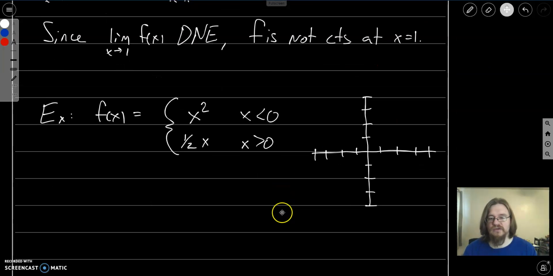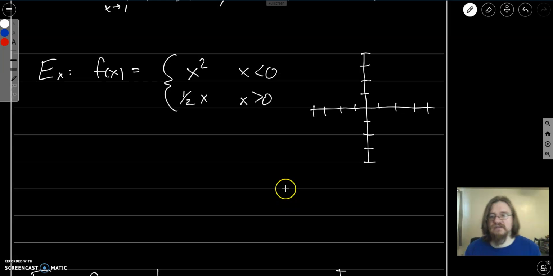Let's do another one. We have f of x equal to x squared for x less than 0, and it's going to be equal to 1/2 x when x is greater than 0. So again, f of x is going to be equal to x squared for x less than 0. So this is going to be half a parabola, where we'll start at 0. We're not defined by x squared at 0, so it will be an open circle.